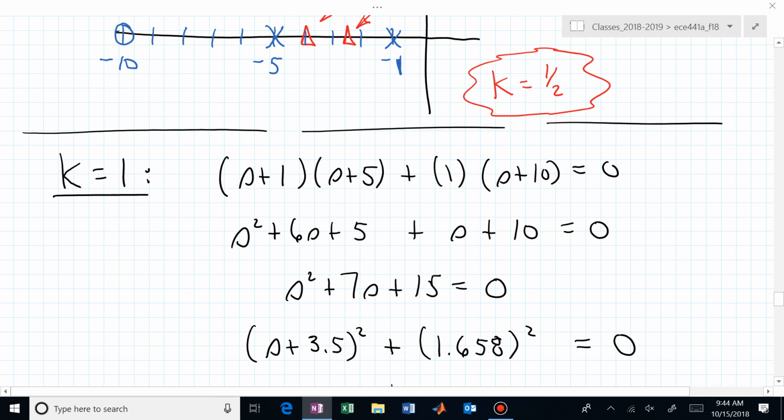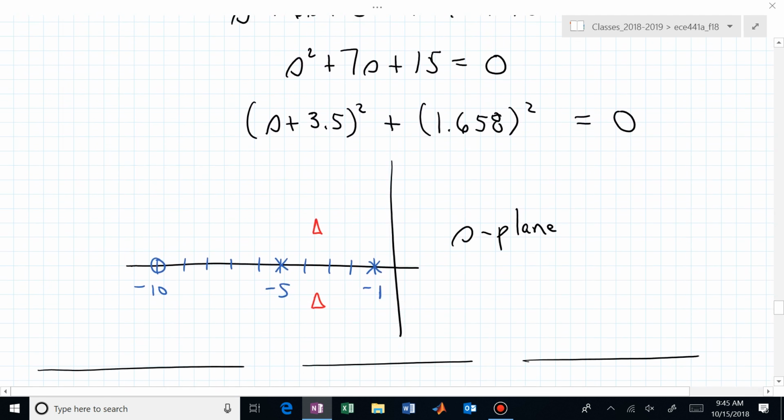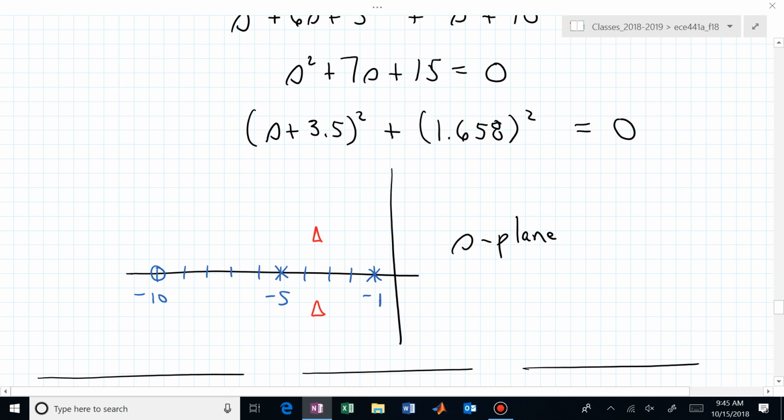Our horizontal distance is bigger than our vertical distance, so we're actually less than 45 degrees. So we'll have less than 5% overshoot. We'll have a peak time determined by 1.658. And so now our triangles have, boom, popped off the real axis, even with a K that's real.